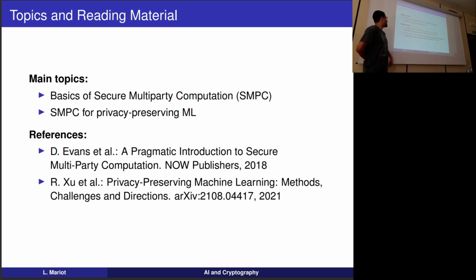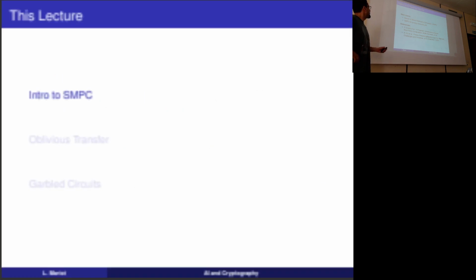And then this survey about privacy-preserving machine learning that is still a preprint on arXiv, but as far as I saw, it's written quite well, so I advise to look at it just to have a complete overview of what is privacy-preserving machine learning, because of course today we will only see just a couple of possible applications.